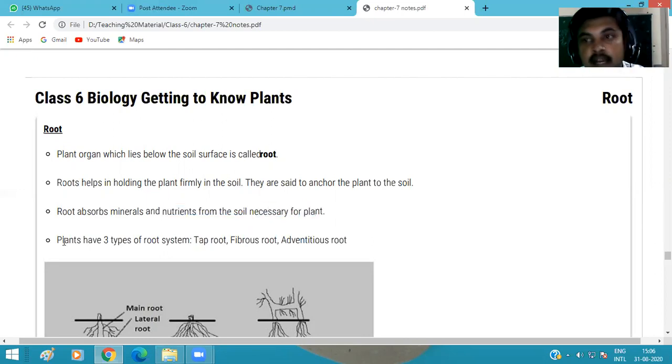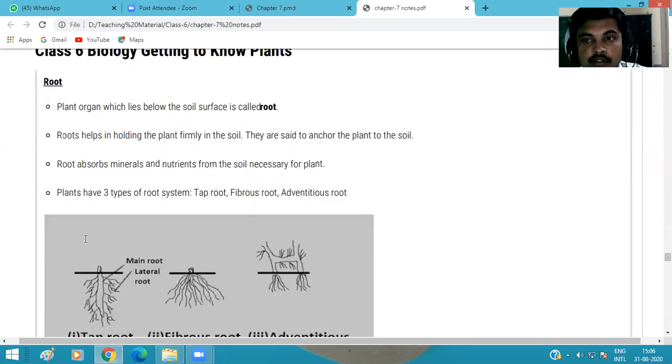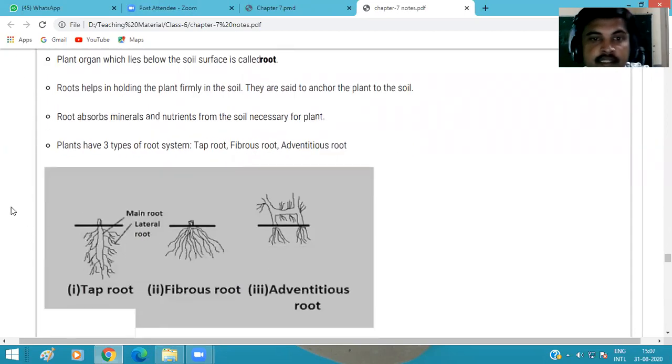On the basis of their structure, plants have three types of root system. Different types of plants have different types of root systems. The three types of root system are taproot, fibrous root, and adventitious root. The diagram of the three types of roots is here. By seeing this diagram, you are able to identify the difference between the taproot, fibrous root, and adventitious root.